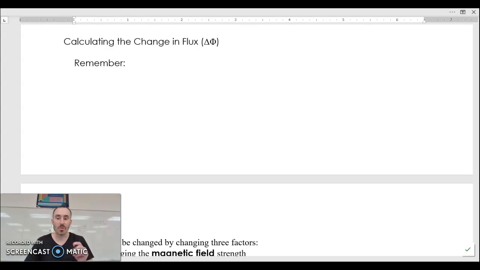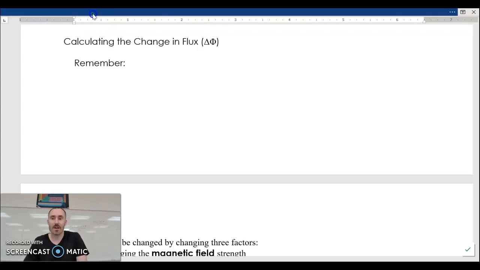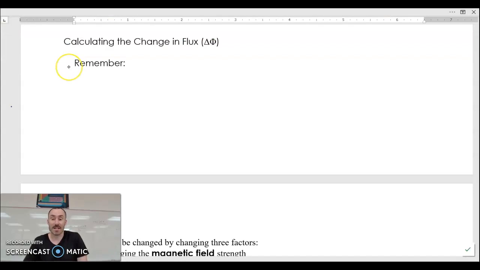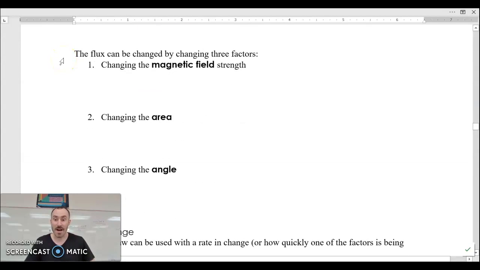Okay, so we need to expand that change in flux part of Faraday's law. Faraday's law is what we're going to mostly be spending our time on. So we need to remember what that formula is from last time, right? And so here it is. Flux is BA cosine theta. Okay, now let's look at our modifications for Faraday's law, having that in mind.